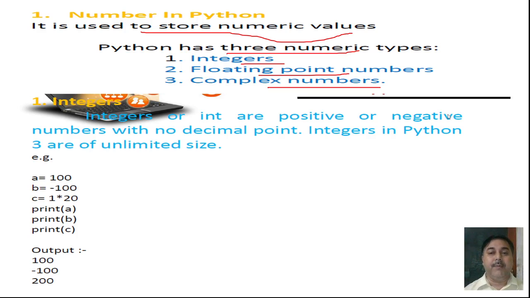You see this program. Here it is given that a equals 100, b equals minus 100, and c equals 10 into 20. That means there are different outputs. The first output, print a, gives 100. Print b gives minus 100. Print c gives 200, isn't it?